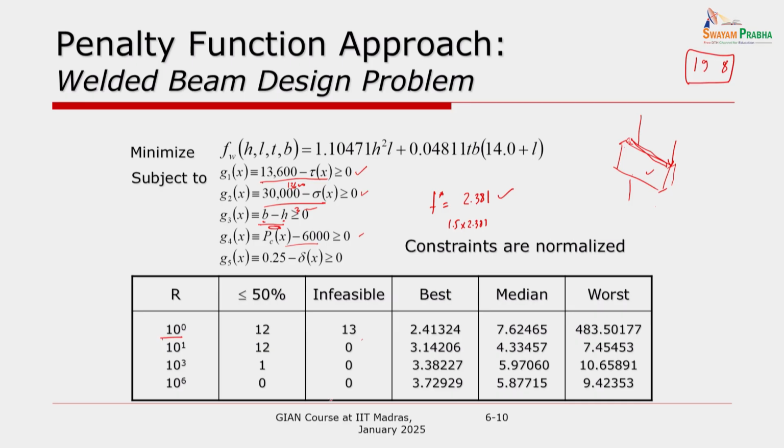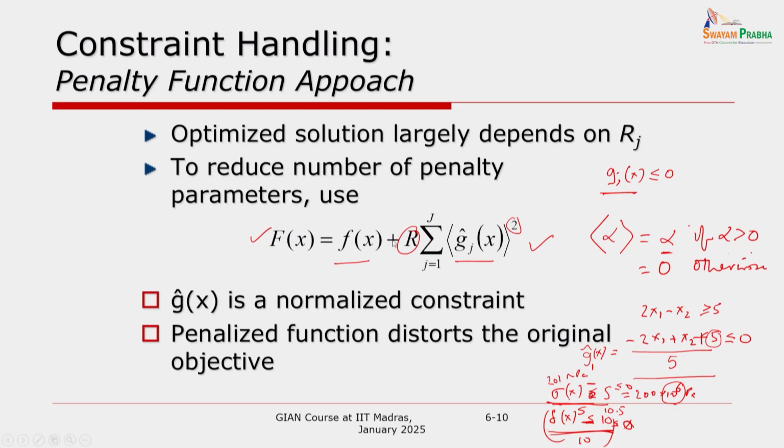12 of them I could find out of 37 feasible runs, which was not a big, good result, right? And you can see those 12 runs have got the best 2.41, which is within 50% of 2.381. But look at the worst one. Look at the median run. So it's not something that I'm proud of, that I can give to someone to run. Then I increased my penalty parameter to 10, because this depends really on the penalty parameter.